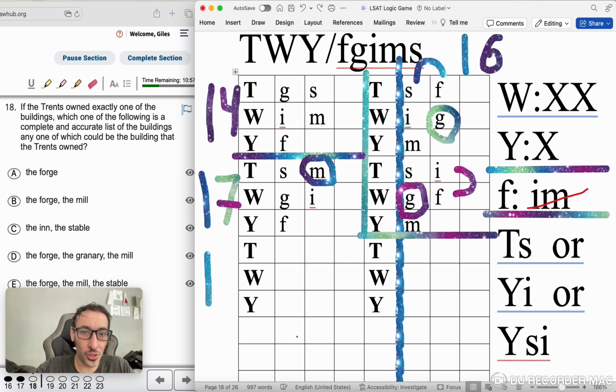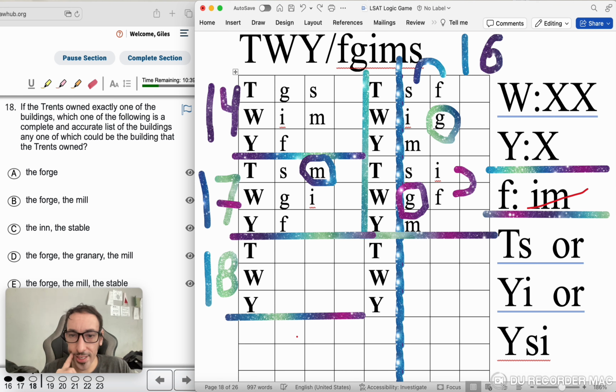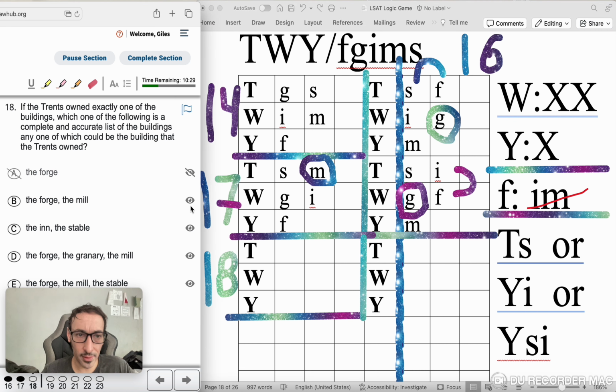Question 18 wants to know, if the Trent owns exactly one of the buildings, which one of the following is a complete and accurate list of the buildings, any one that could be the building that the Trent owned? So we already know based on the third condition that the S has to be in the T position or in the Y position. So for this answer, S has to be in there. And if you don't see S, go eliminate it, because we already know that S is allowed to be with the ownership T. So now we have two choices, C and E. So we'll look for two options at this moment.